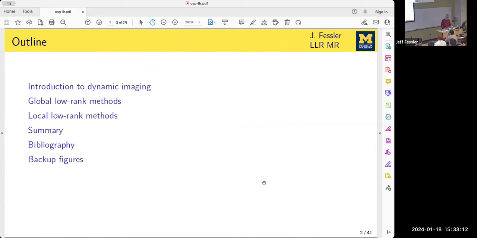All right, this is an outline. The title is about locally low rank methods, and I'm going to get there, but there's a lot of extra notation to describe the locally low rank version. So I'm going to start by talking about globally low rank models first.